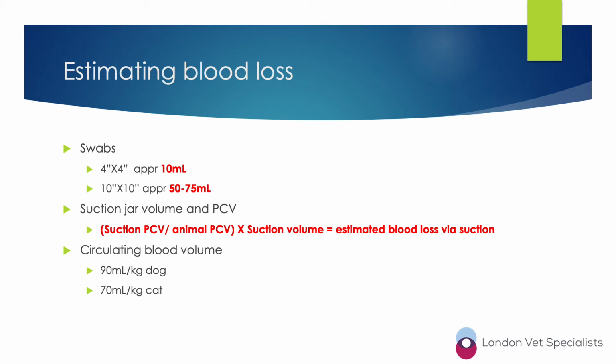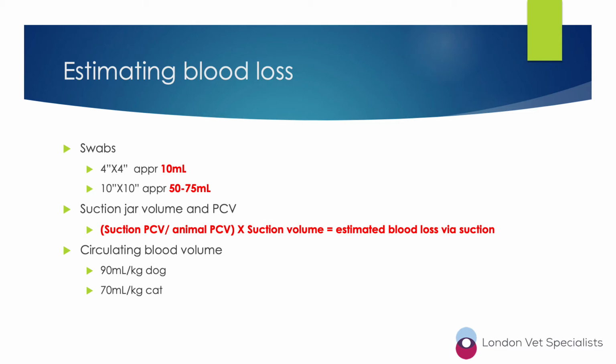If you're using suction, then you can take a sample from the suction jar, so just agitate it to make sure that it's well mixed, and then run a PCV on the suction. If you divide the suction PCV by the animal's peripheral PCV and then multiply that by the volume in the suction jar, this will give you an estimation of blood loss.